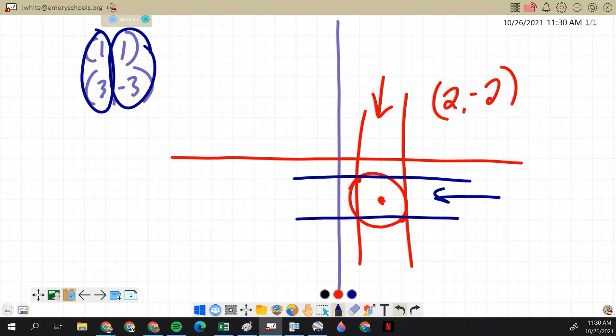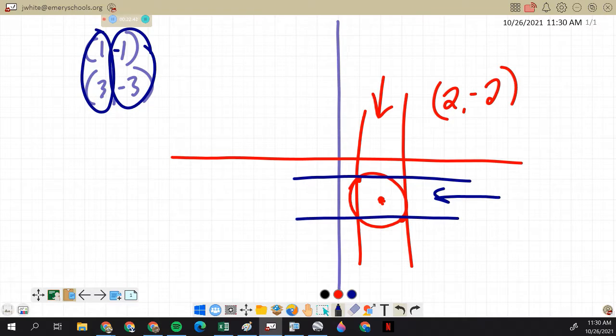Oh, did I graph that wrong? Oh, okay. There we go. That makes me feel better. Thank you. So what's halfway between -1 and -3? Just add them together. -4 divided by 2 is -2.